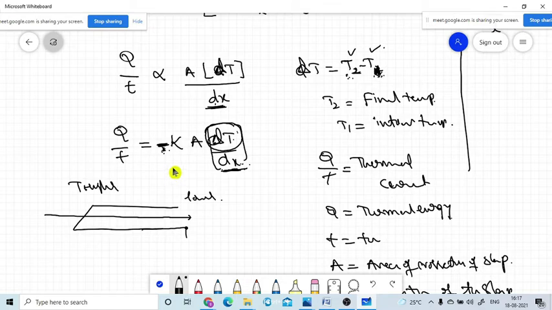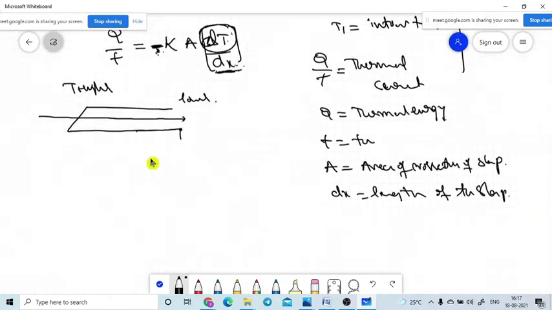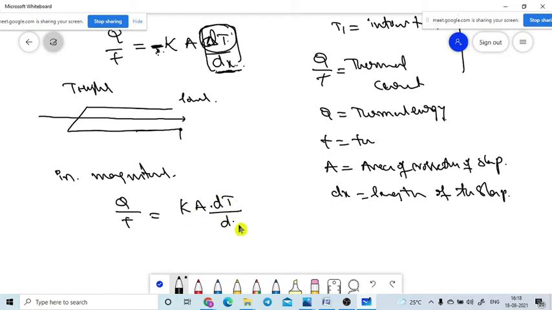Now we are going to another one. If we take only the magnitude, then Q by t is equal to K into A into dT by dx. dT by dx means the change in temperature divided by the length.